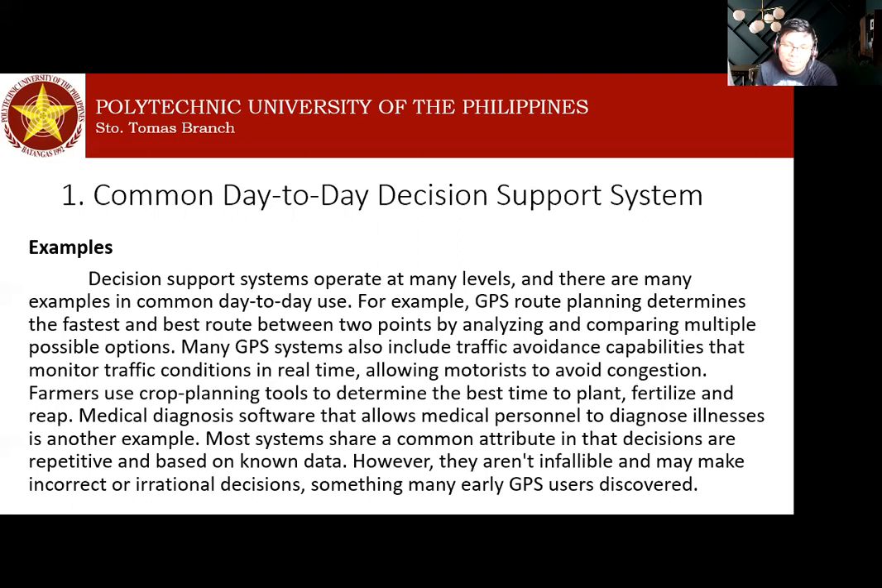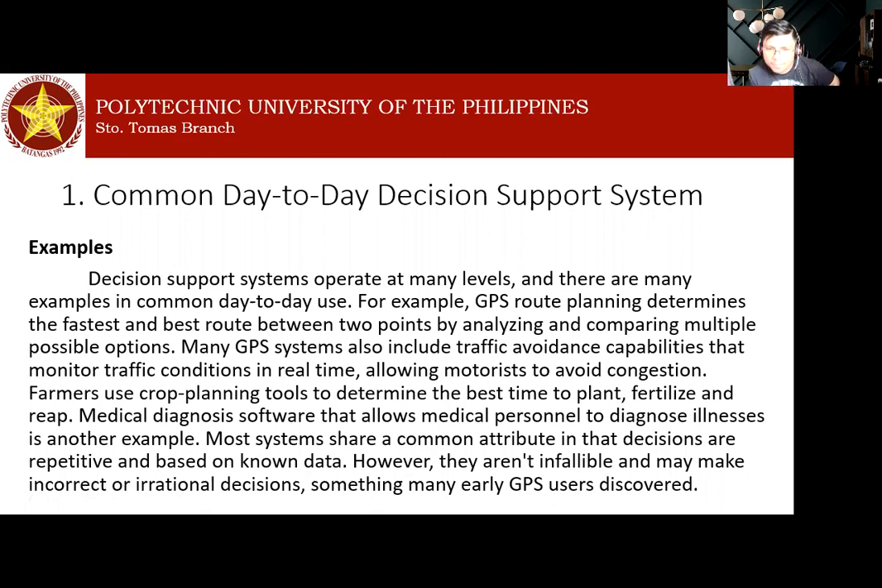So many GPS systems also include traffic avoidance capabilities that monitor traffic conditions in real time, allowing motorists to avoid congestion. So we all know we are very particular with the use of our GPS, na kung saan mas madali natin nakikita kung, for example, the application, the Waze. So ginagamit natin siya para malaman kung saan mas madaling dumaan, saan mas mabilis, kung ano yung status ng dadaan natin, kung merong bang traffic, kung merong accident. So mas nalalaman natin yon through the use of GPS route.